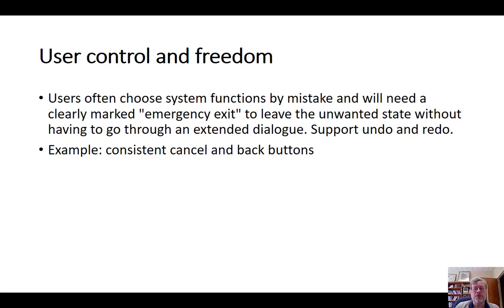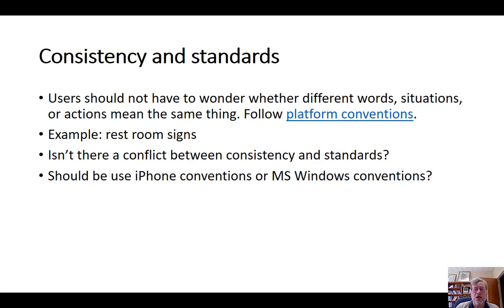User control and freedom. Users often choose system functions by mistake, and they need a clearly marked emergency exit to leave the unwanted state without having to go through an extended dialogue. You want to support undo and redo. You want consistent cancel and back buttons on each page. And back buttons are really good. You drill down a few levels and you realize you're in the wrong place. You don't really want to have to go back to the main menu in a lot of cases if it's something complicated. You just want to go back a step. It makes a huge difference in how usable it is.